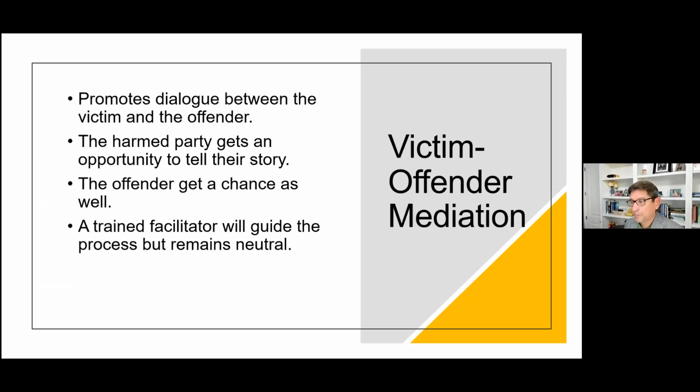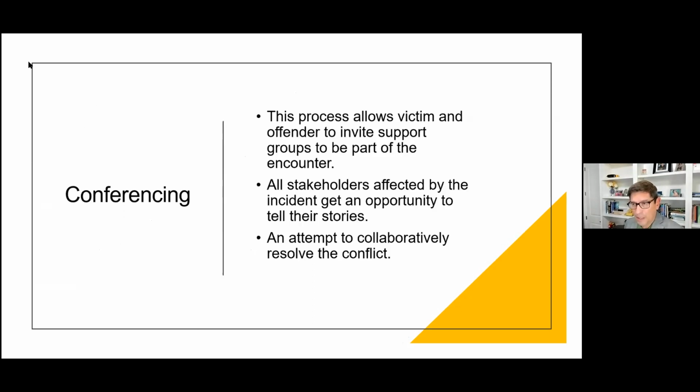And so that's VOM. Conferencing, again, I use this a lot at the police department, and I dealt with a lot of juvenile offenders. They would bring in their parents, a sibling, a neighbor, a friend, a teacher, things like that, as a support person for them on both sides, on the victim and the offender side. So they can bring somebody as a support person for them.